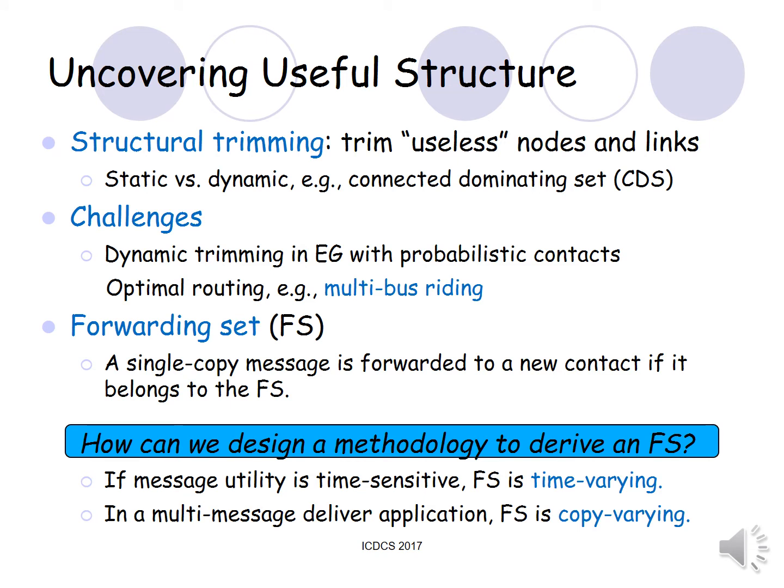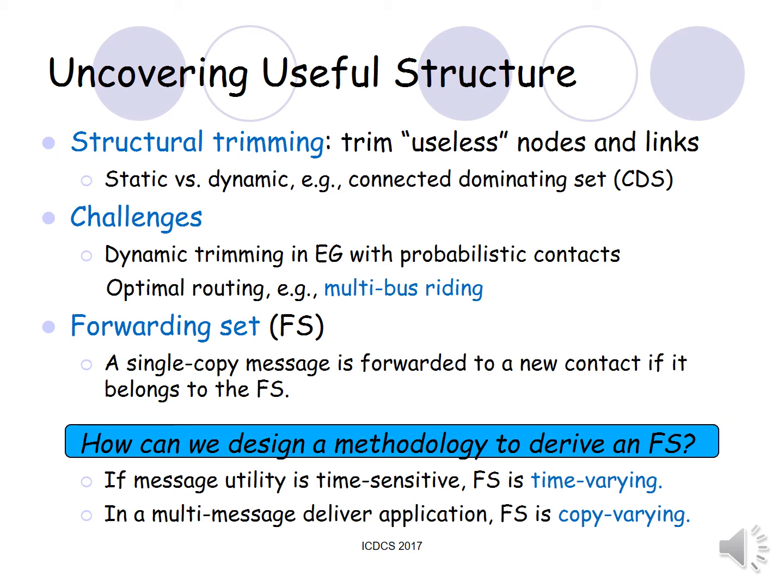Now we move to the second subject, how to uncover useful structure in a complex network. We discuss three methods. One is structure trimming. The idea is to trim useless nodes and links in dynamic networks. This is being used in social networks. For example, how we eliminate certain neighbors, which are friends, while still staying connected in the network. This concept is being studied under the context of connected dominating set.